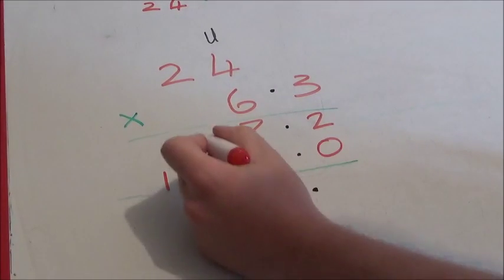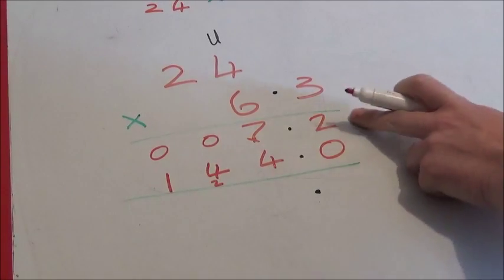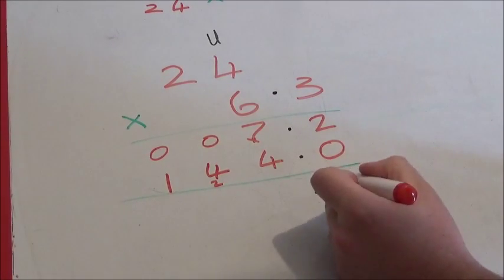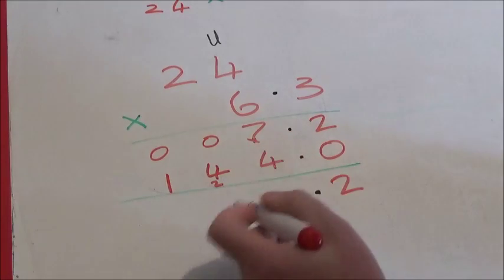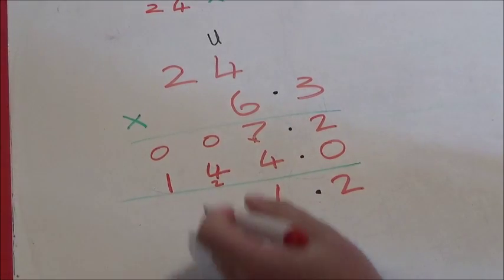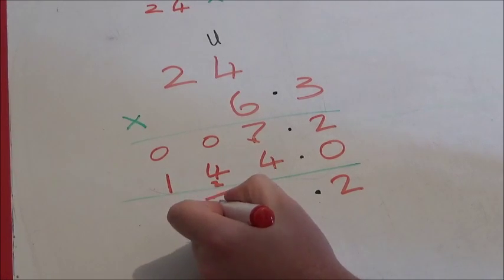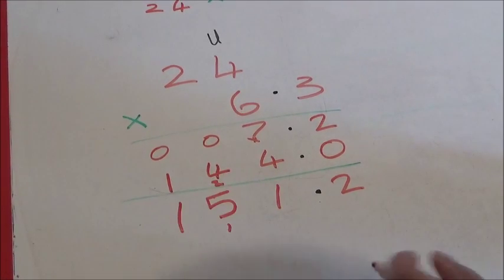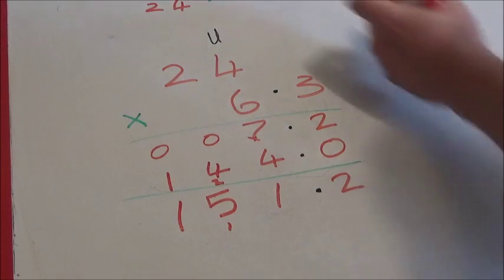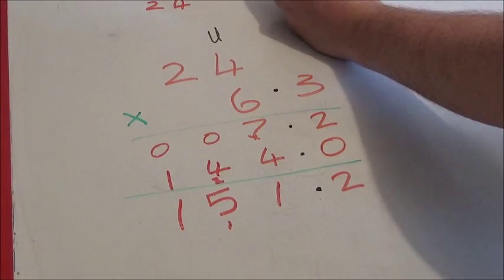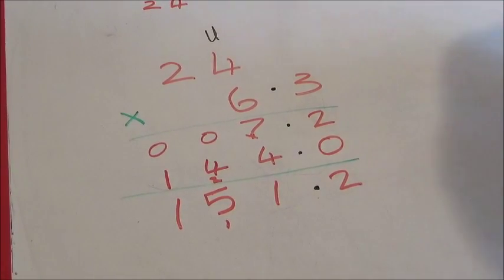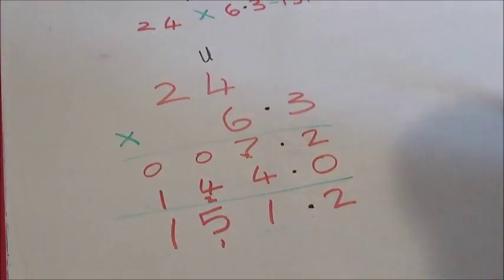Put my placeholders in. 2, add 0, which is 2. 7, add 4, which is 11, carrying over. 4, add the 1 is 5, and 1 on its own. 151.2. So hopefully you will have got 151.2.